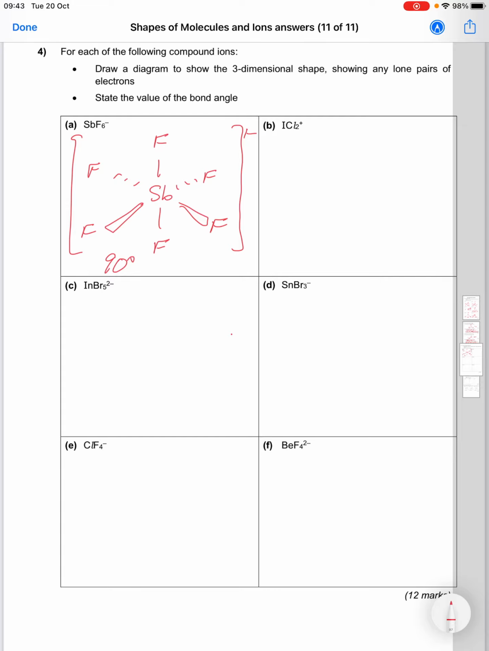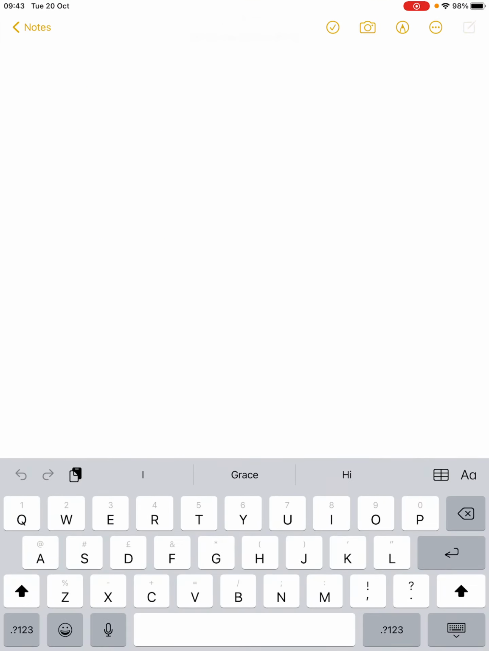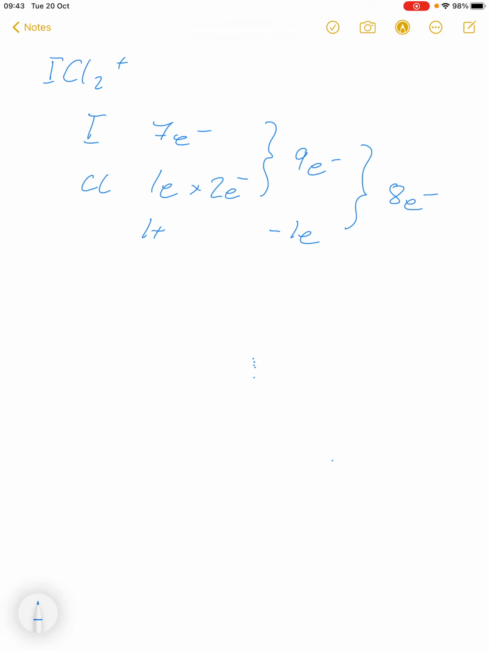Okay, next one, ICl2 plus. So iodine is the central atom, because there's only one of them, but there's two chlorines. So iodine is in group 7, so it has 7 electrons. Chlorine forms 1 covalent bond each, so there's one of those, and we have 2 of them. So add those together, that's 7, 8, 9 electrons, okay? So I've got a 1 plus charge, which means I need to take 1 electron away, which gives me 8 electrons. So again, this is the extra step here.